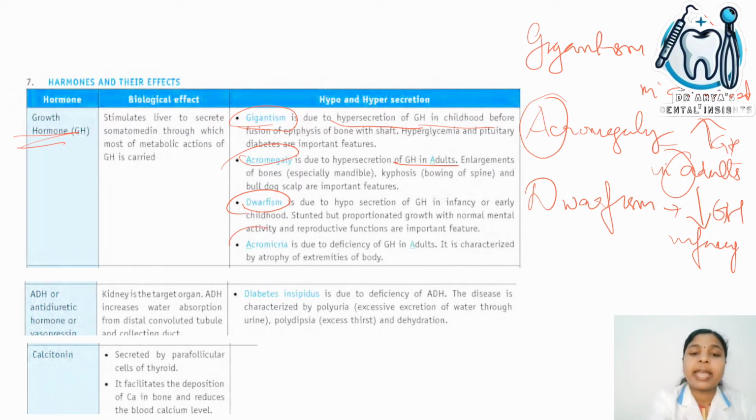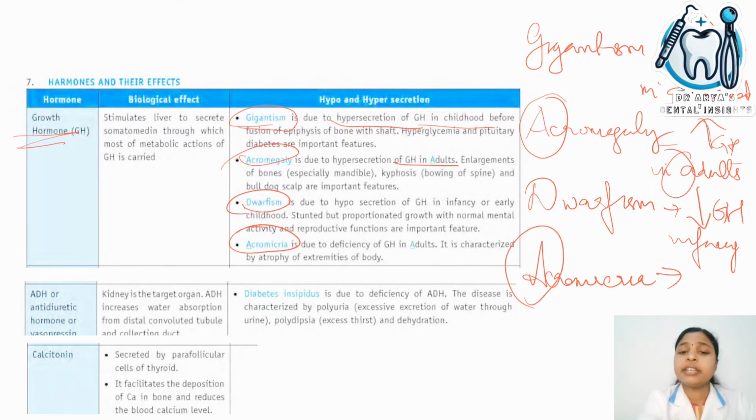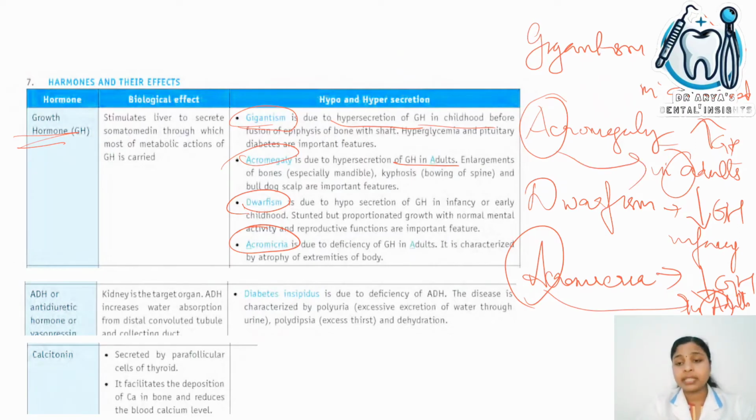Then coming to acromicria. This is due to deficiency of GH in adults. There is also a mnemonic: A for A. Acromegaly, increased GH in adults. Acromicria, decreased GH in adults. And here it is characterized by atrophy of the extremities of the body.